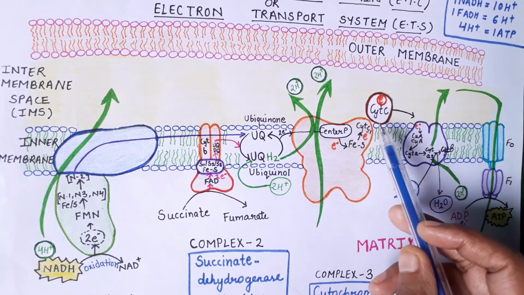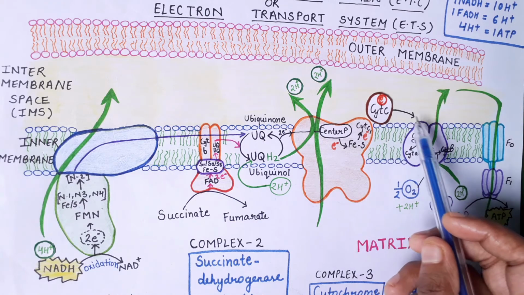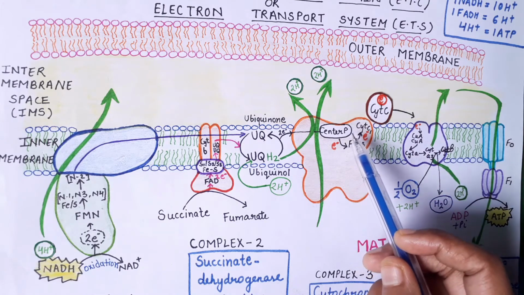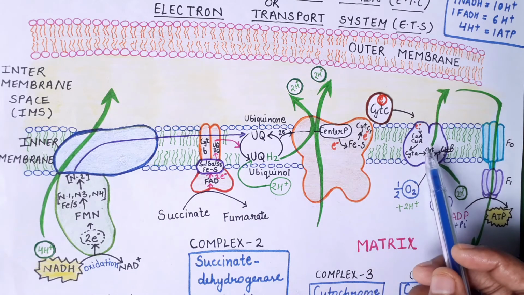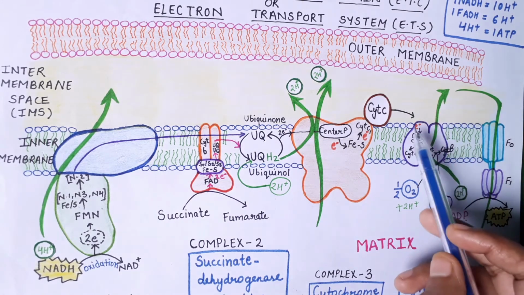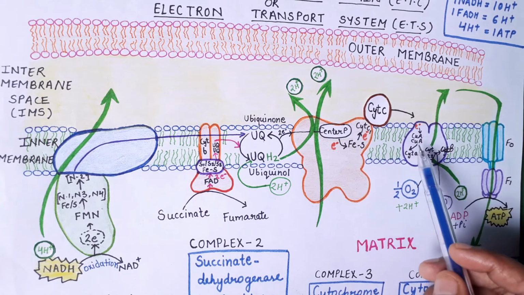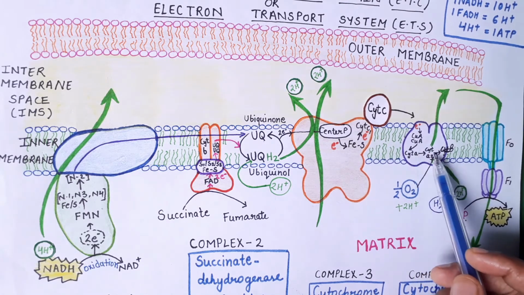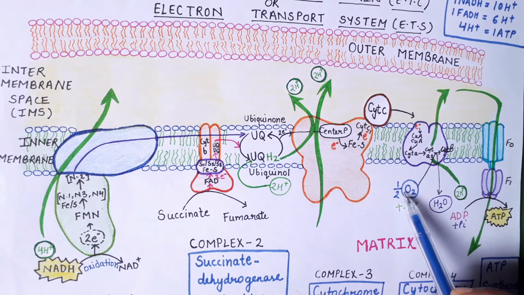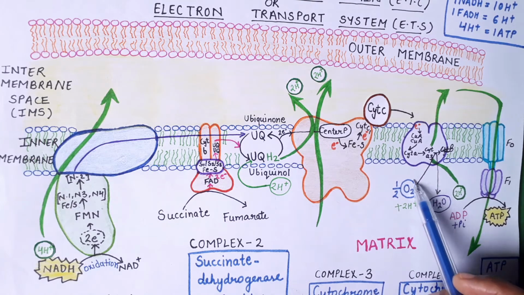Now the cytochrome C will carry only a single electron at a time and it will transfer that electron to complex 4. Then it comes back to its position, takes another electron, and again transfers it to complex 4. The electrons in complex 4 are taken up by the copper center A, then to the cytochrome A, then to the cytochrome A3, and ultimately these electrons are accepted by the oxygen. The ultimate electron acceptor is oxygen.